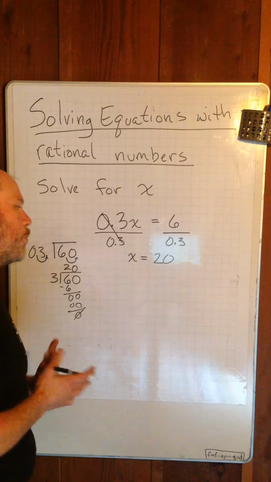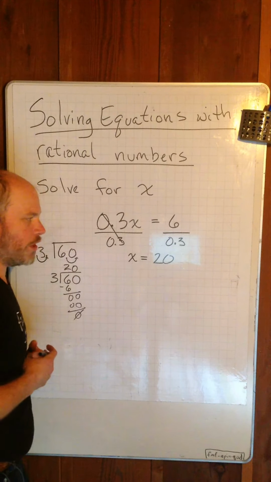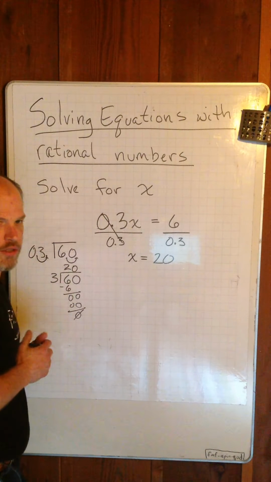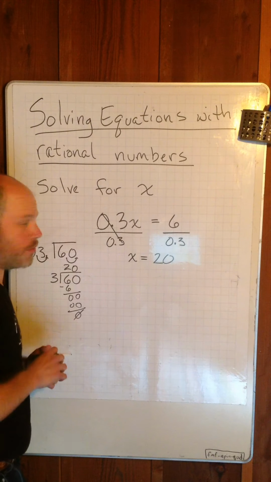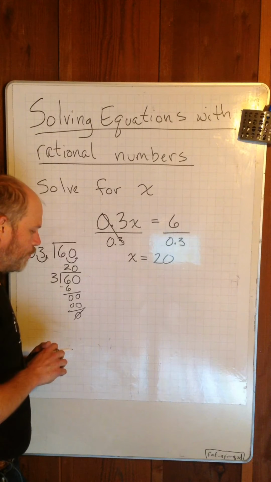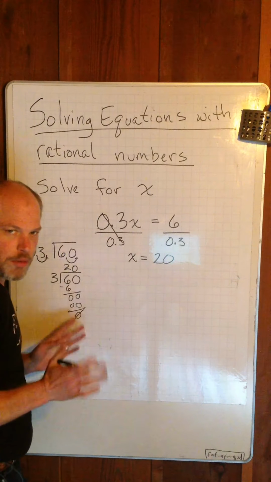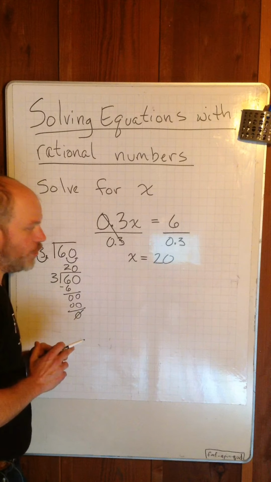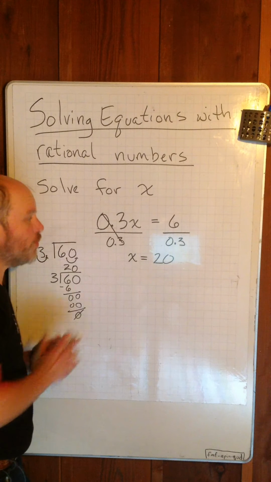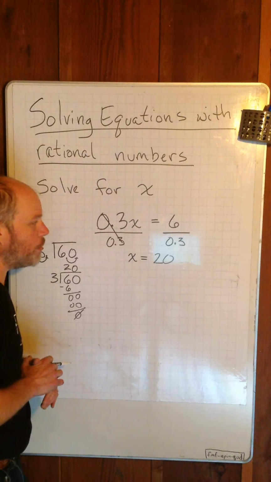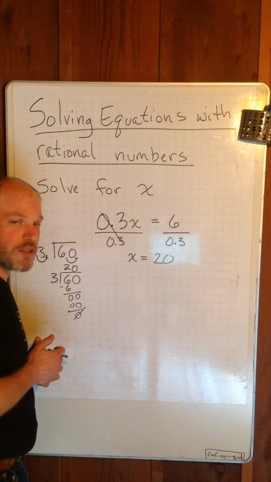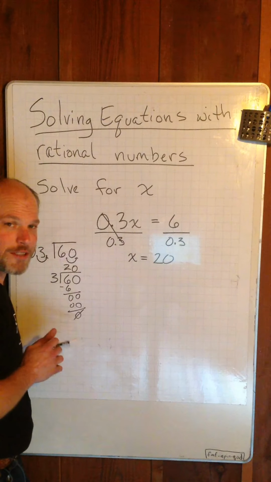Now, as you know, at this point in the year, if you wanted to use a calculator to answer what is 6 divided by 0.3, that would be an acceptable answer as well. Now, we could verify this in a bunch of different ways, but you have figured out that you can just do the same thing you've been doing before with whole numbers. You're just doing it with rational numbers now, in this case, a decimal.